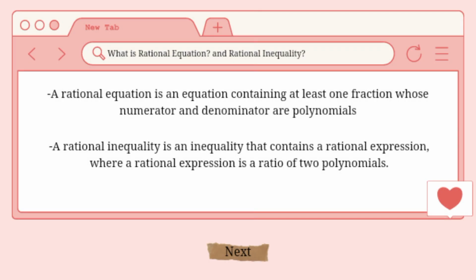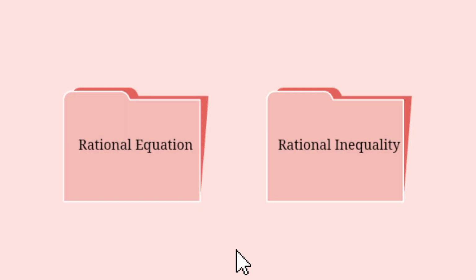Rational equation. A rational equation is an equation containing at least one fraction whose numerator and denominator are polynomials. Rational inequality. A rational inequality is an inequality that contains a rational expression, where a rational expression is a ratio of two polynomials. Now that we know the meaning of rational equation and inequalities, my friend Ariel Sanggalang will show you how to solve the rational equation.